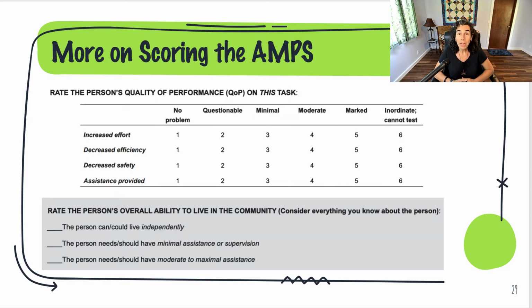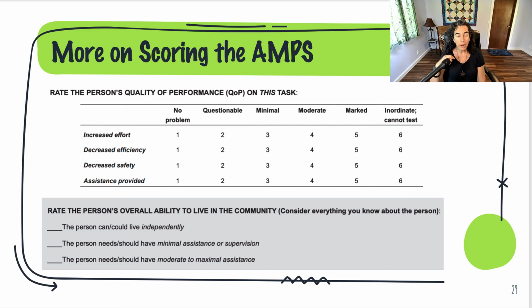All right, so some more on scoring the AMPS. You can see that once we've done that initial scoring, we're going to rate the person on their quality of performance, or QOP, on this particular task. Then we'll do it for the other task separately. The ratings are from 1 to 6, and it's increased effort, decreased efficiency, decreased safety, or the amount of assistance that's provided. So we do all this to get down to this gray box on the bottom, right?